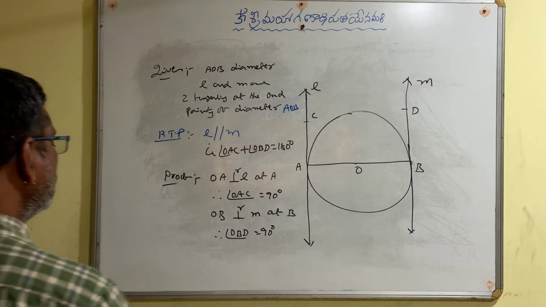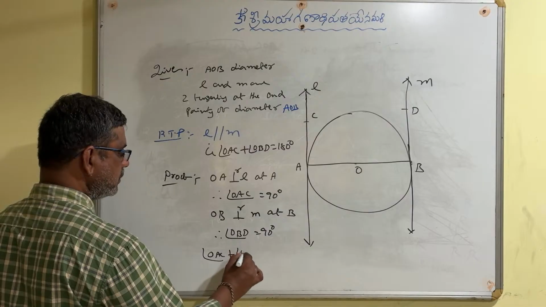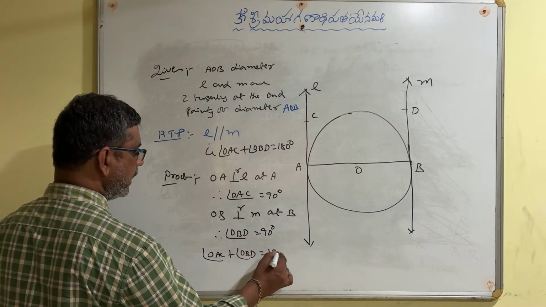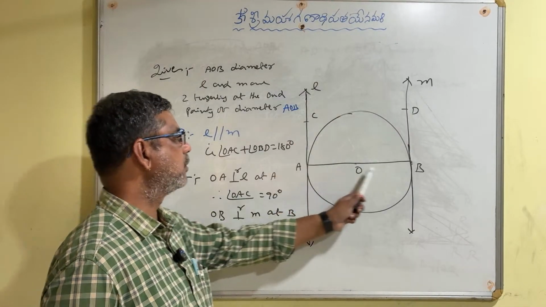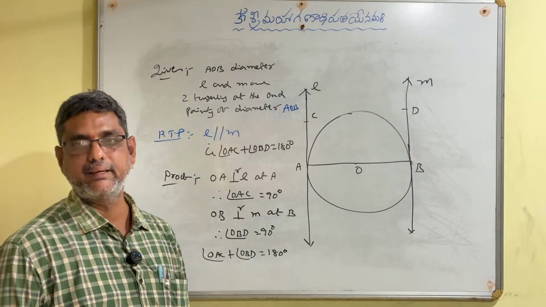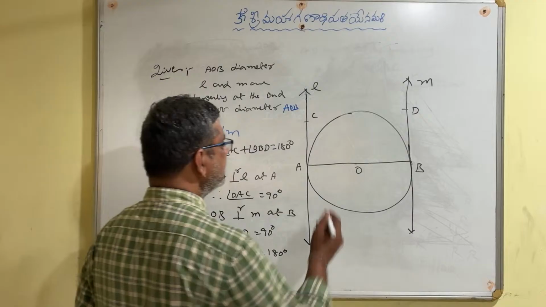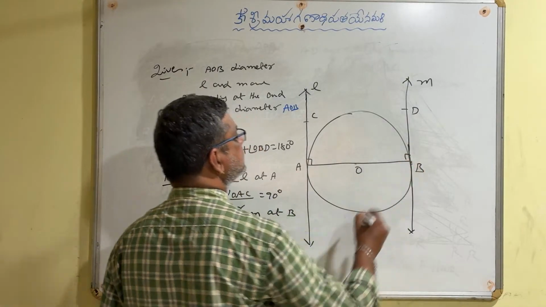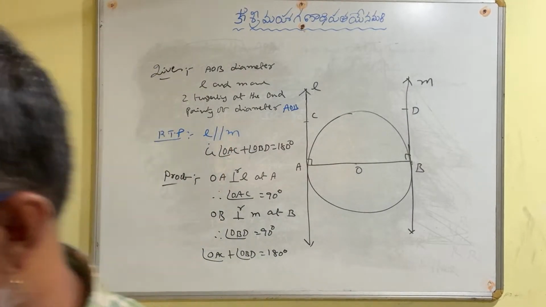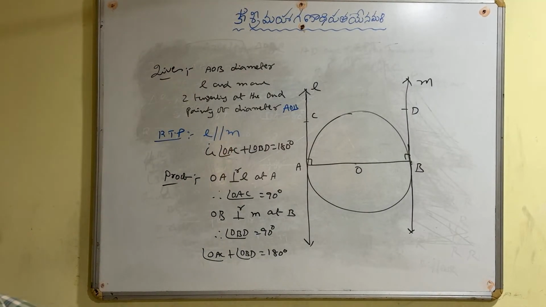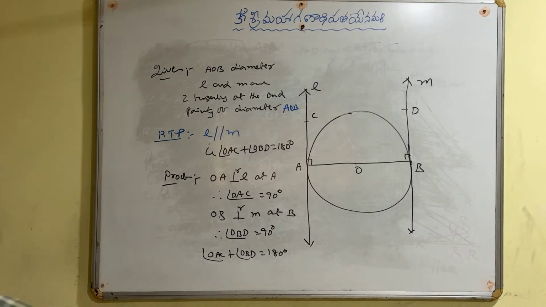Now add these two. Angle OAC plus angle OBD is 90 plus 90, which is 180. That means interior angles on the same side of the transversal are supplementary.